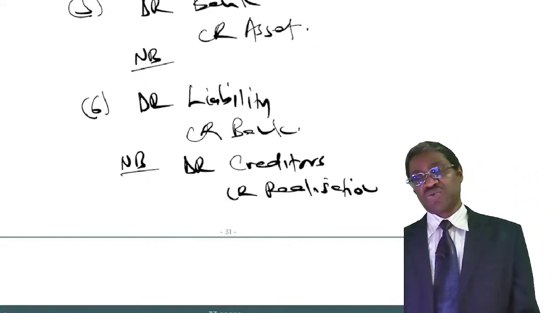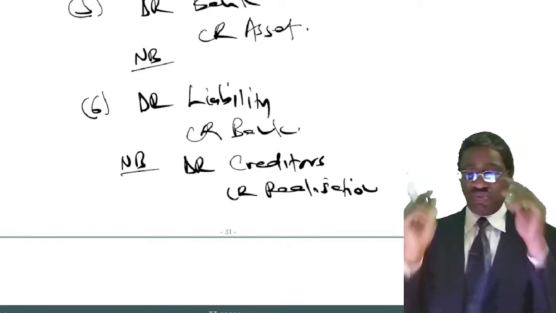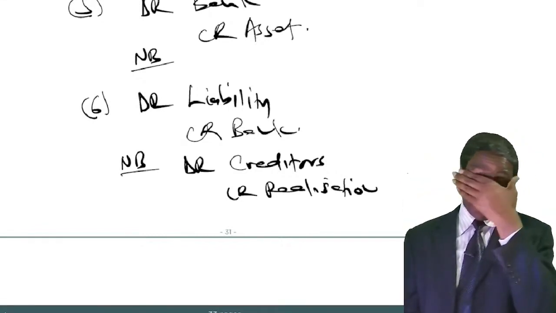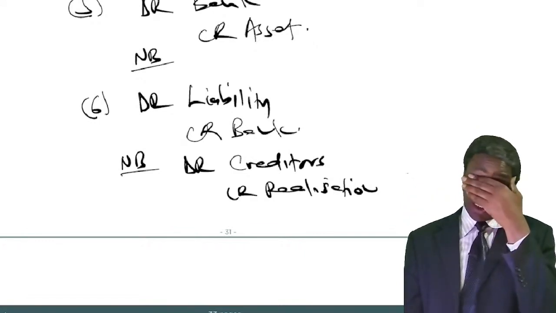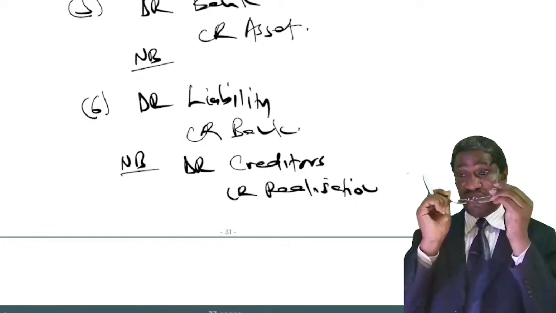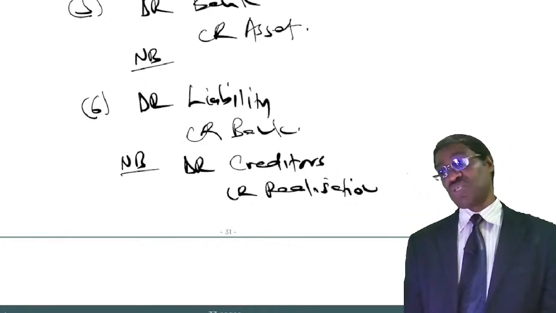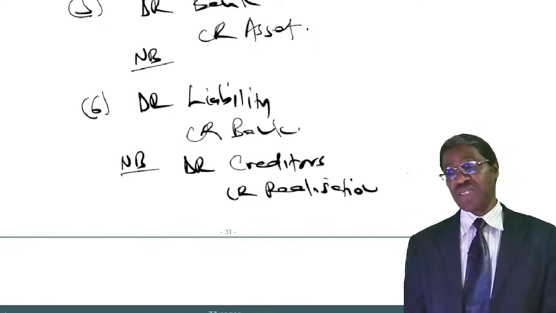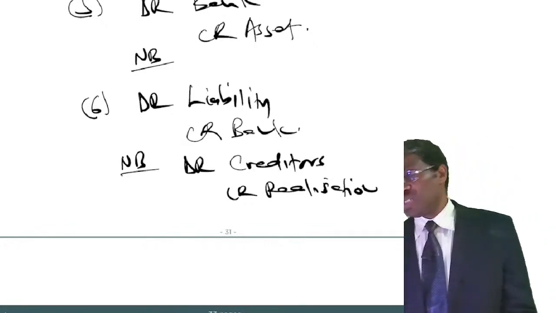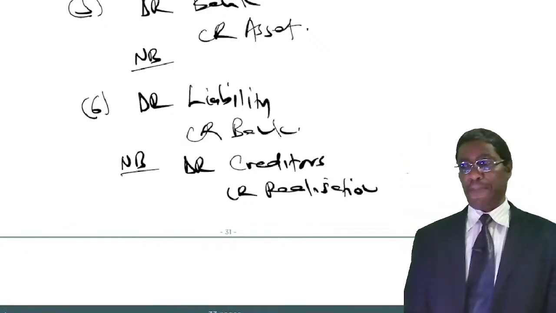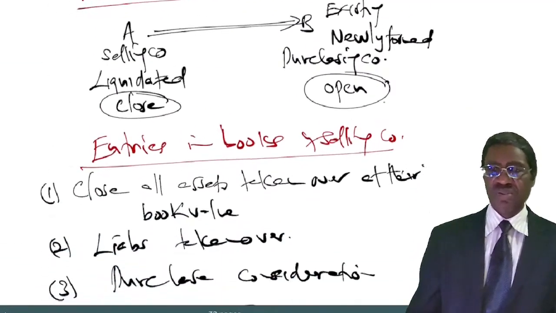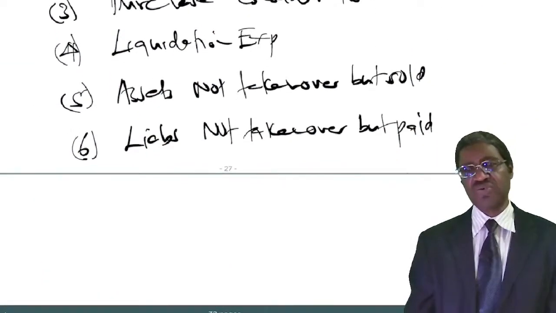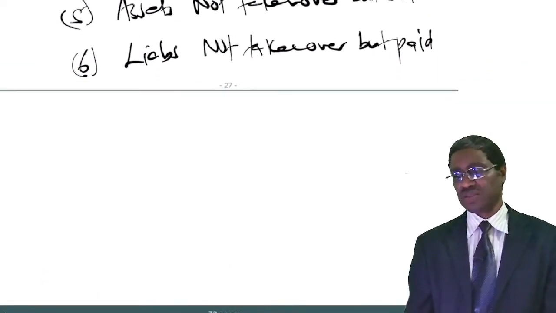Okay, those are the entries we have talked about so far. I want to talk about the other entries now. We said in the books of the selling company, there are 15 accounting entries. Let me discuss a few more before we put them down. So far we are at number 6. Listen to this now.